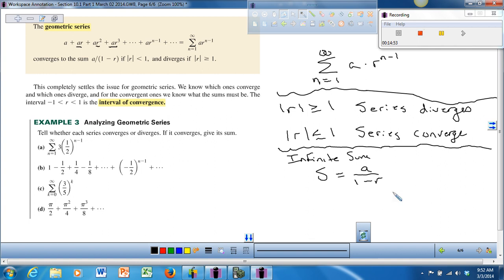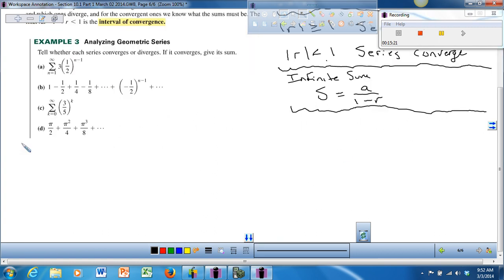Questions? Oh, no, sorry. Yep, thank you. I do not want an equals here. Thanks very much. All right. So there is our rule for finding the actual sum. So now let's go through and look at these examples and use this information to help us get through them.